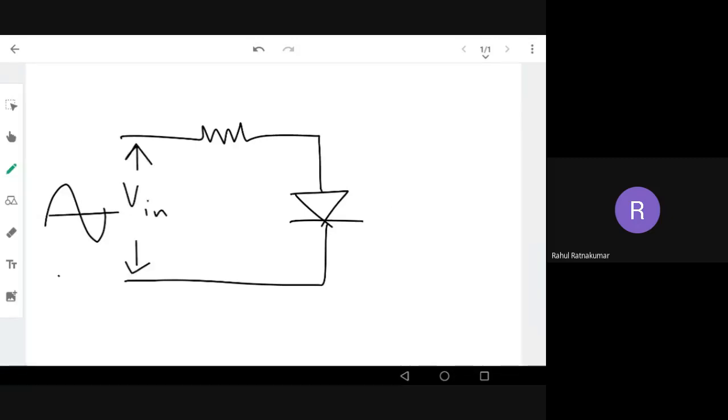We're talking about V out here, right? Consider the diode as ideal. You already got the output voltage; ideally the output voltage will be like this. Now the question is, what will my current waveform be with respect to the input voltage? At different phases of the input voltage, what will my current be?